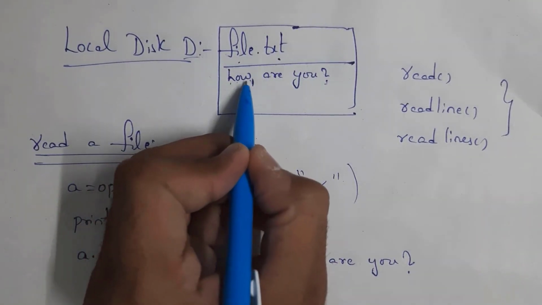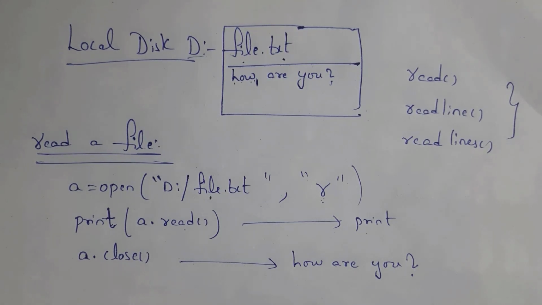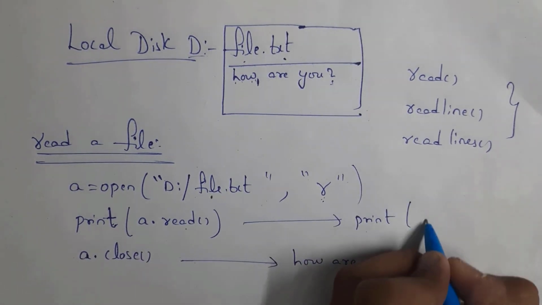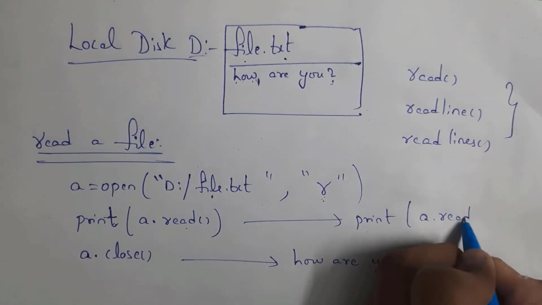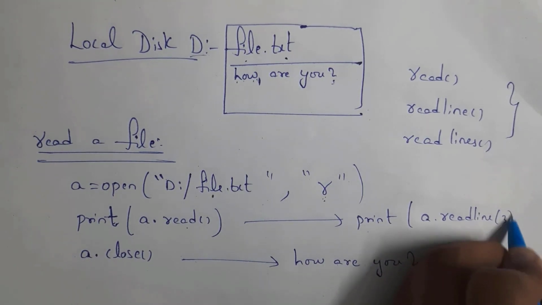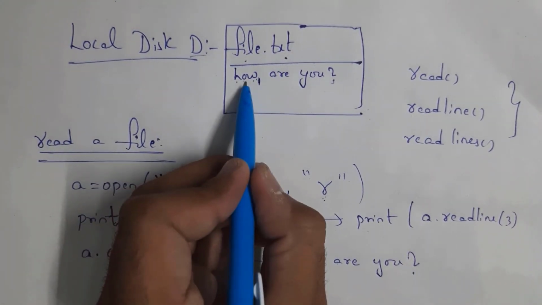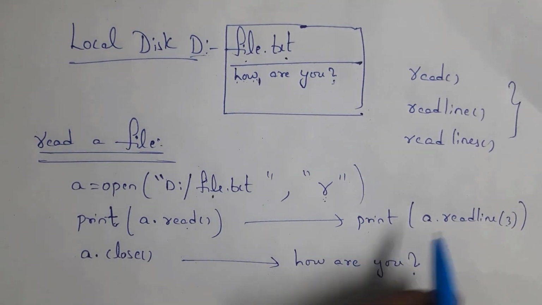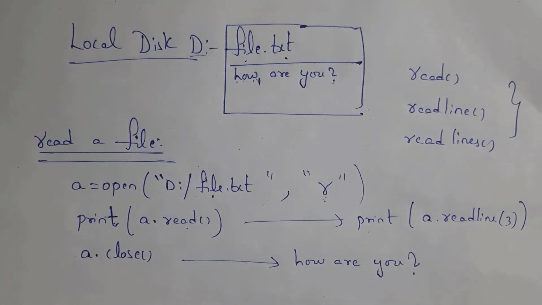Total there are 3 characters. In order to print only first 3 characters, then you can use readline method. Just in place of writing print a.read, just write here print a.readline of 3, because I want to read only first 3 characters, that is how. So just write here a.readline of 3. So whenever you run this code, you will get output how.